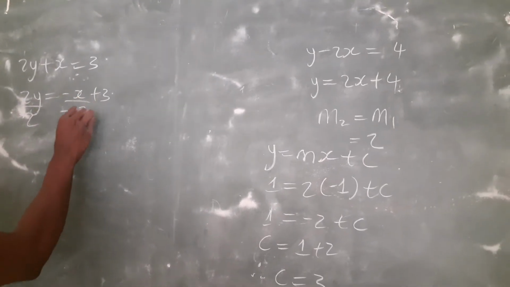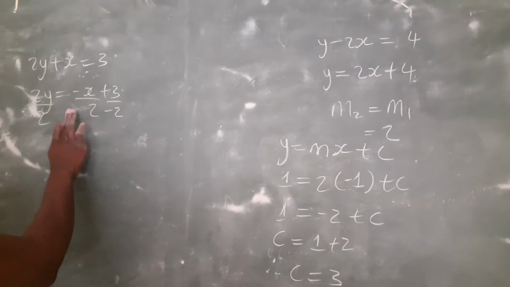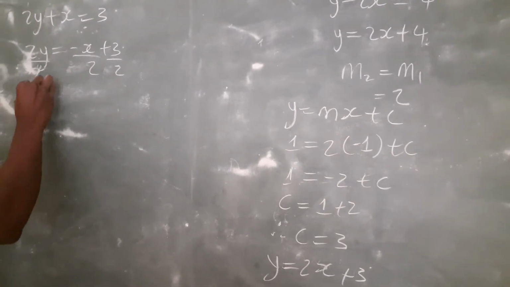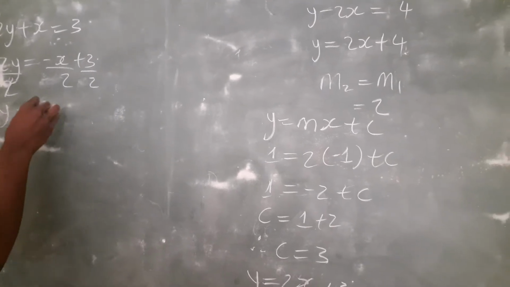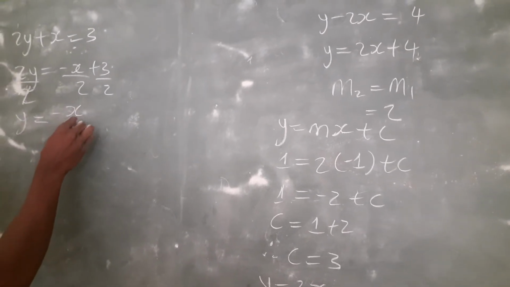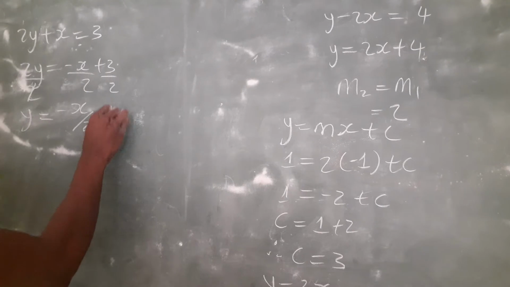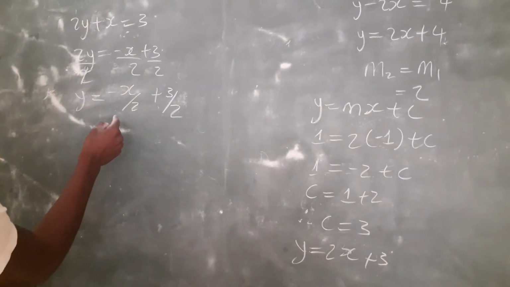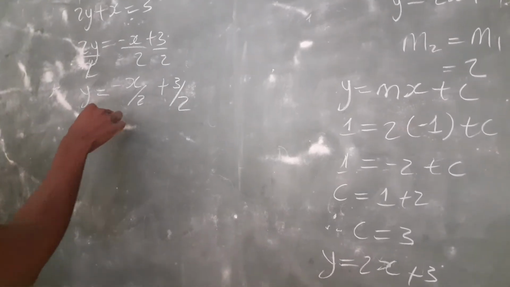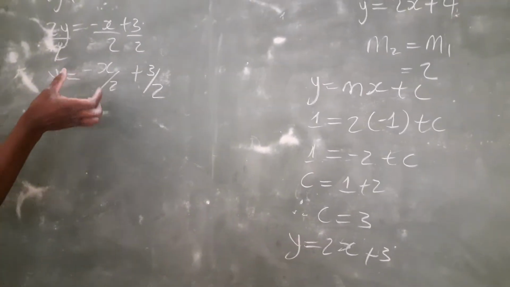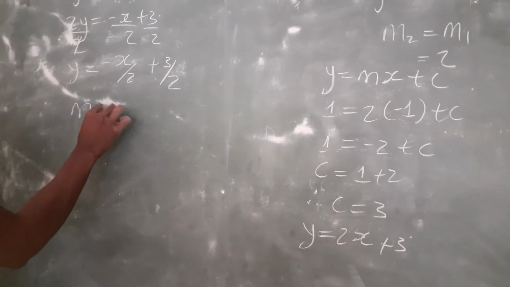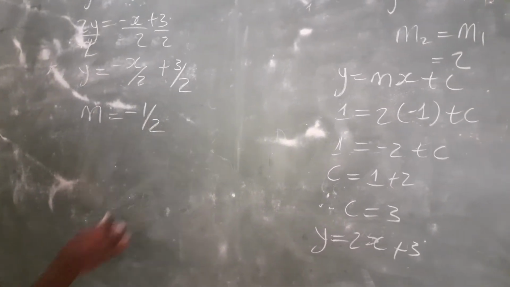I will have 2 here, I will also have 2 here. Now after dividing both sides by 2, my 2 will cancel 2 and I'm left with y, and then my y is going to be negative x over 2 plus 3 over 2. And then from here is then that I can take out my gradient. My gradient, remember we are saying it is where we have a variable of x. It means my gradient is going to be negative 1 over 2.